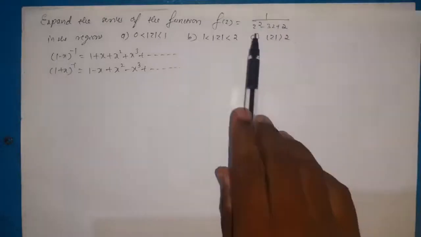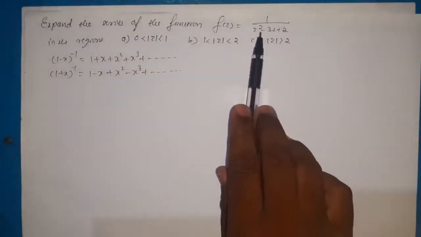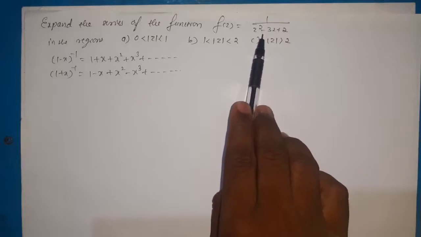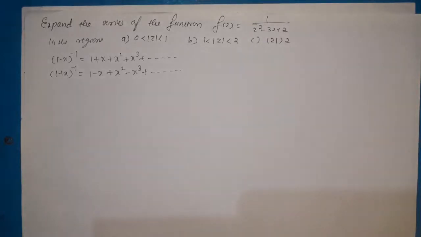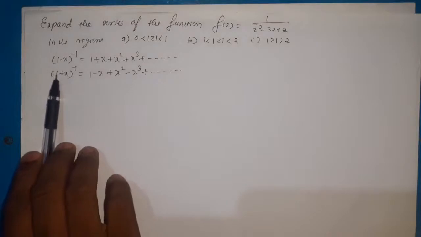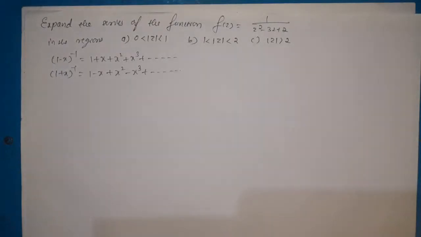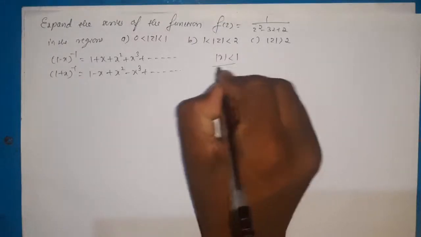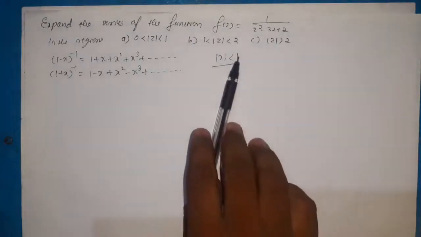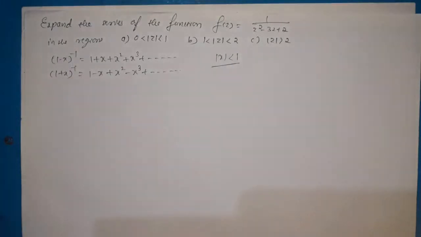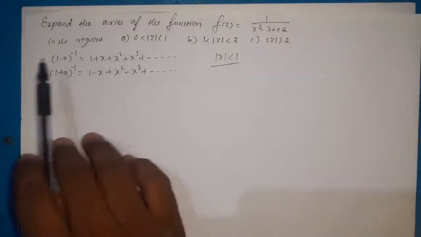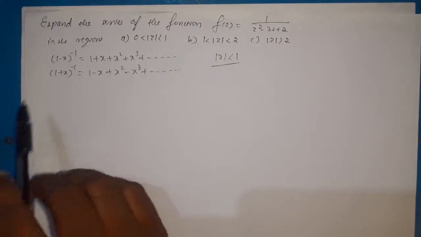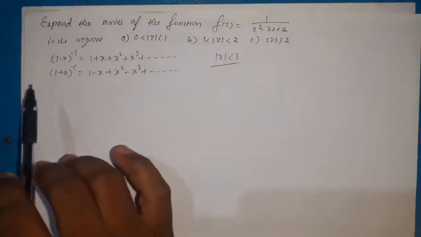But here it is a quadratic equation, so we need to find the factors of this equation, and finally write those two factors in the form of 1 plus x or 1 minus x, and here in these, mod x is less than 1. So this is the condition for the expansion of these two series, (1 minus x) whole power minus 1 and (1 plus x) whole power minus 1. So here the value of mod x must be less than 1, otherwise we cannot expand those two series.